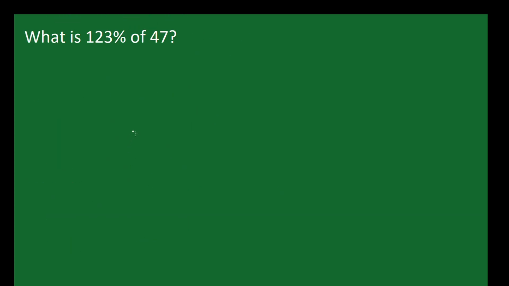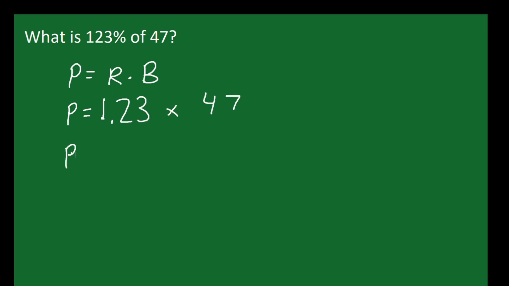Okay, what is 123% of 47? Again, we're looking for a percent of a number. So again, this 47 is your total. It is therefore your base, right? So portion is equal to the rate times the base. You don't have to use this equation. Again, just to remind you, if you want, you can skip right to the part where you start doing the math, right? You can say portion is equal to 123 as a decimal, which is 1.23, multiplied by 47.